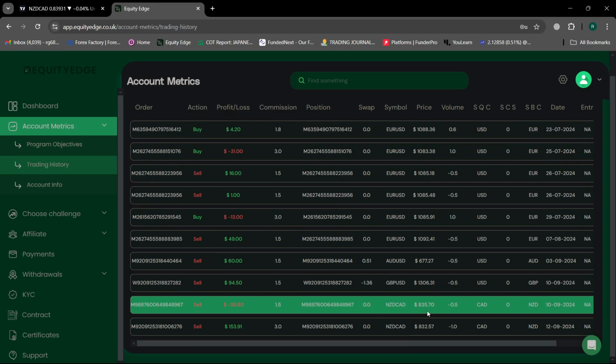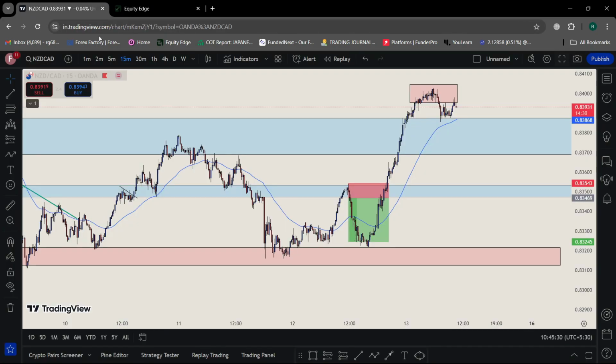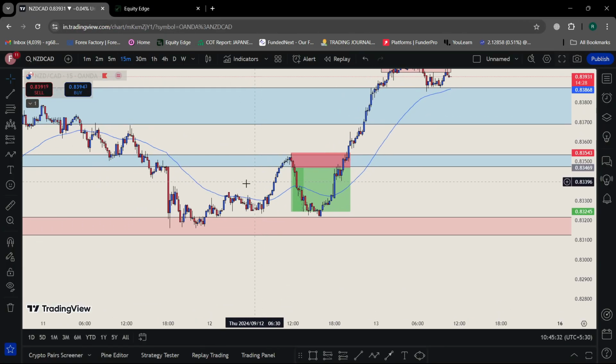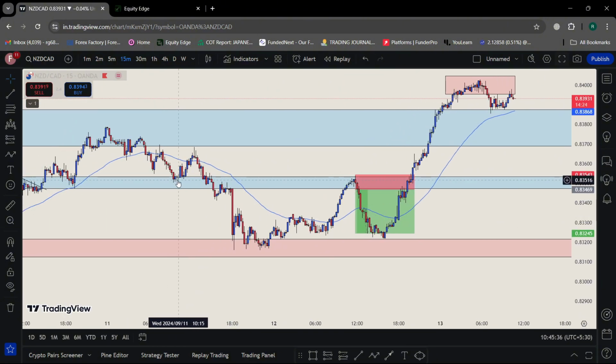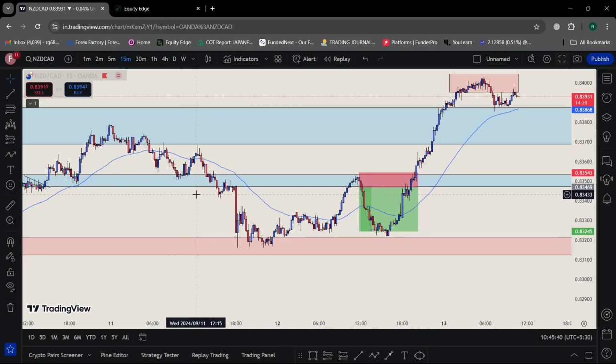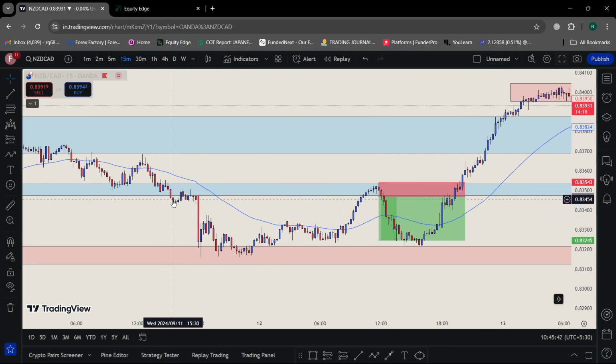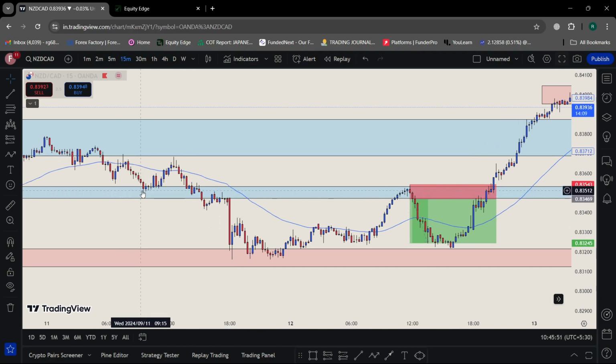So yes, as you can see, this is NZD CAD. I had entered over here, somewhere around here, previously. When the market had come here, I had forgotten that I need to wait for a candle to close below this. As you can see, this candle closed below this. If I had taken an entry here, then it would have been perfect for the prop firm. But in a hurry, I took the trade over here, somewhere around here. Then it hit my stop loss directly because of a bad entry. But the trade which I analyzed, everything was perfect.